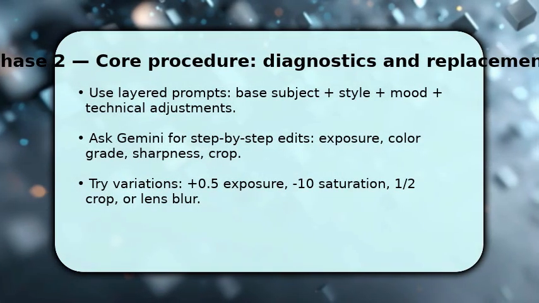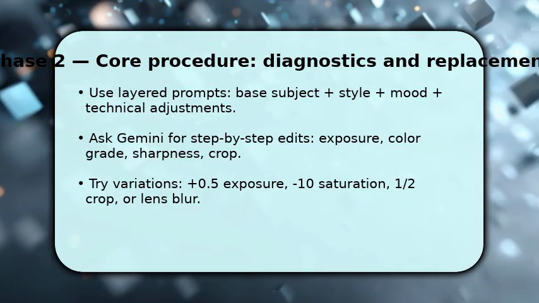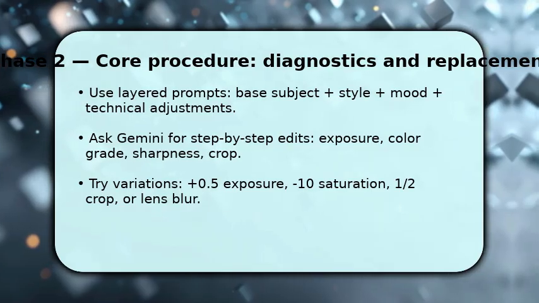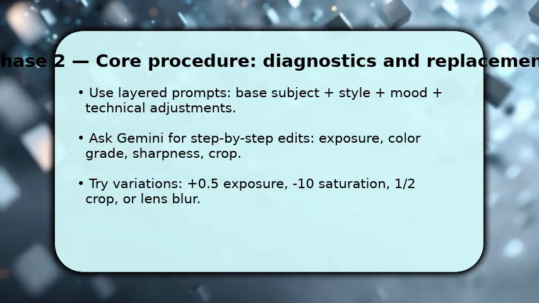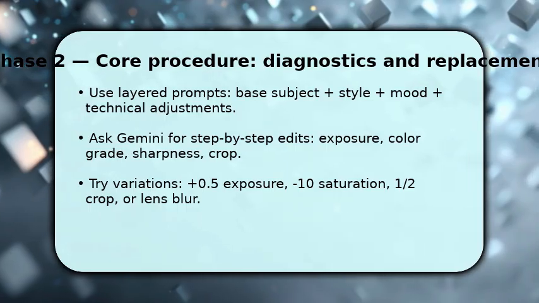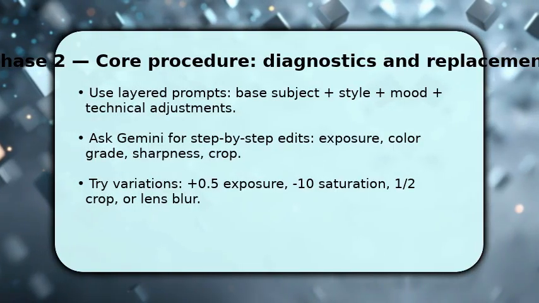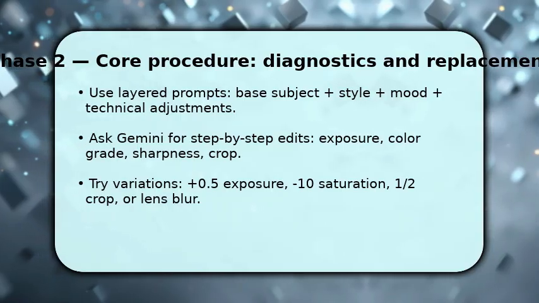You now refine prompts inside Gemini. Layer a base subject with style, mood, and technical tweaks so results are focused. Ask Gemini for step-by-step edits, exposure, color grade, sharpening, and precise crops, so you can apply changes manually or with suggested filters. Once done, request variations and small value tweaks like +0.5 exposure or -10 saturation to compare.